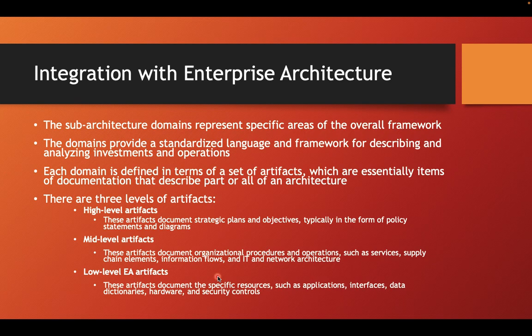First of all, we say the sub-architecture domains represent specific areas of overall frameworks. Now, the domains provide a standardized language and framework for describing and analyzing investment and operation in any enterprise or organization. Now, each domain is defined in terms of sets of artifacts, which are essentially items of documentation that describe parts of the architecture. Now, there are three levels of artifacts in enterprise architecture. One is high level artifacts, the second one is mid level artifacts, the third one is low level artifacts.